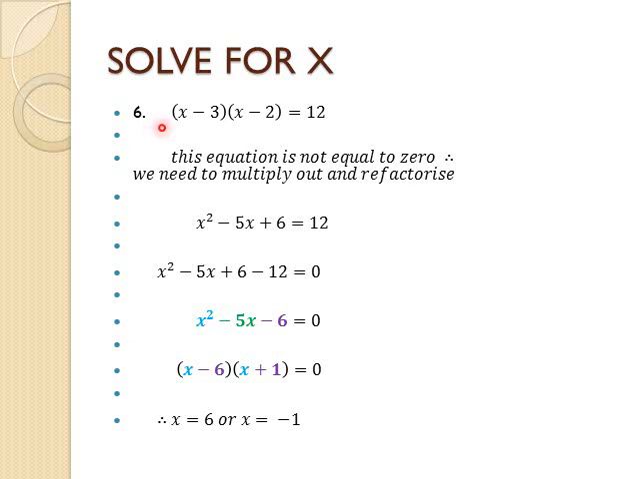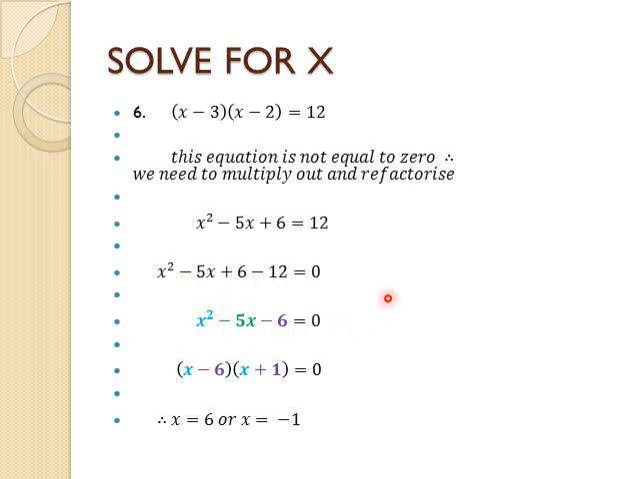Right. We also have the problems, very common in grade 12, but also asked in grade 11, where we factorize, but it's not equal to 0. Because it's not equal to 0, we have to multiply out and then refactorize. So there, x times x would give me x squared, minus 3x, the two closest, minus 2x would give me minus 5x, negative 3 times negative 2 would give me positive 6 equal to 12. Bring 12 over, becomes negative 12.